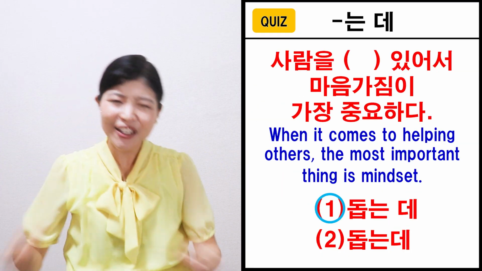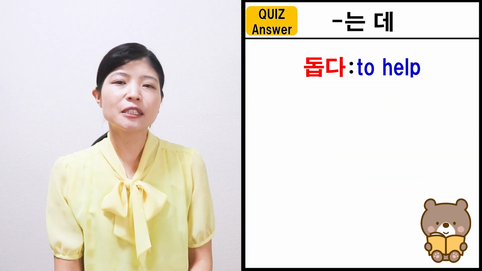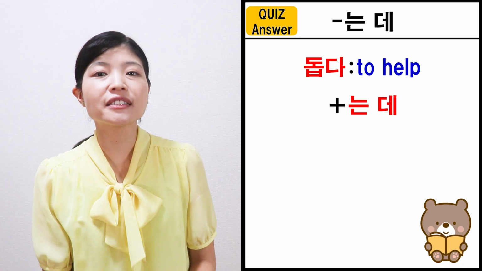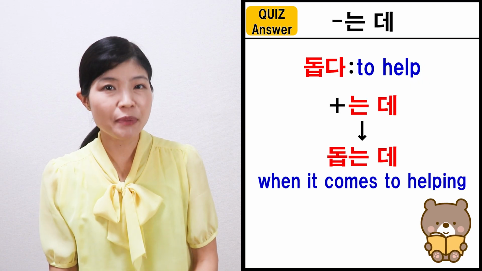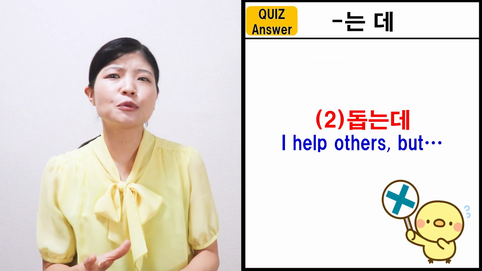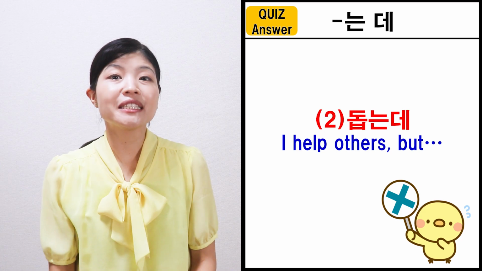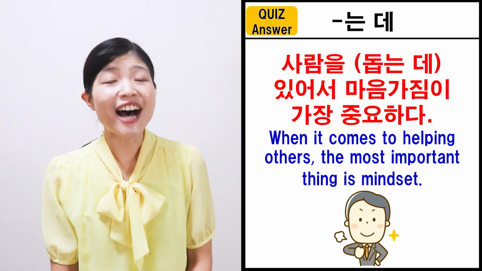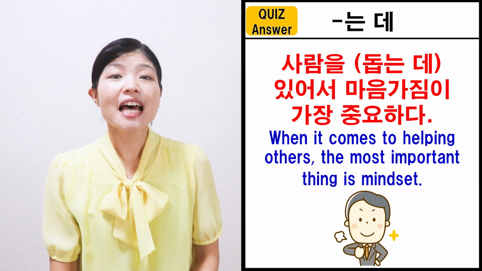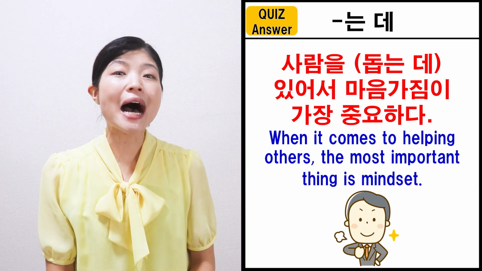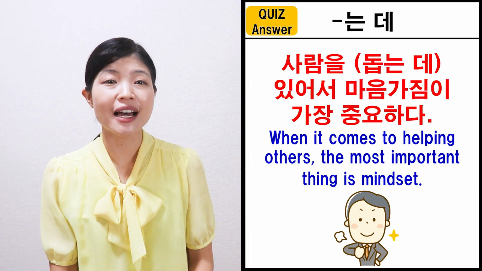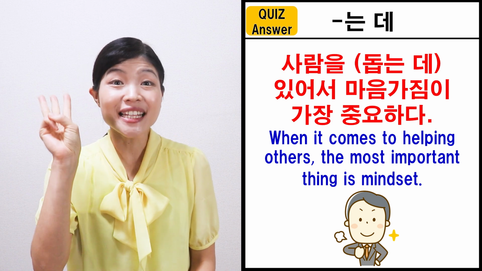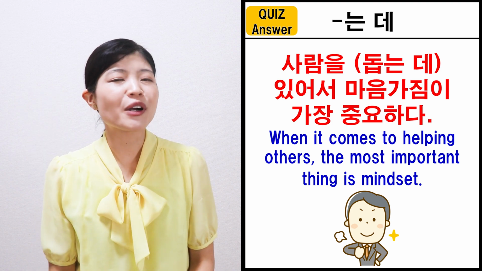Oh, such a confusing quiz. To explain, 덮다 means to help. You add 는데 to the stem to make 덮는데 when it comes to helping. Number 2, 덮는데 is written without a space, which means I help others, but thus it is incorrect. Now, let's read it together. 사람을 덮는 데 있어서 마음가짐이 가장 중요하다. It's a lovely sentence, so read it at least 3 times as if you were memorizing it.